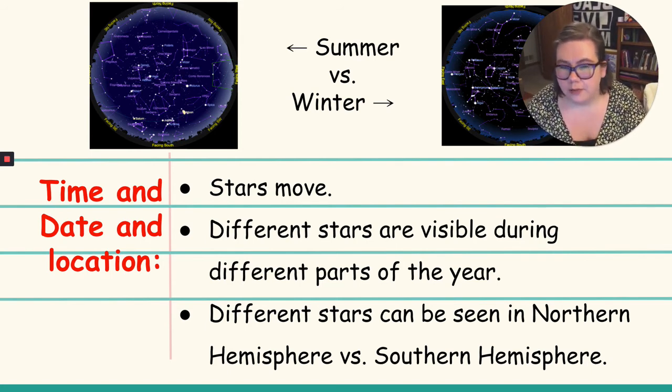This piece, I'm not making you write this down, it's not in your notes and it's not really a vocab word, but just be aware stars move. So you need to know where you are on the planet, what time it is, and what the date is, so that we can identify what that star that you're looking at might be. And different stars are visible during different parts of the year. And different stars are seen in the northern hemisphere versus the southern hemisphere. So it's important to know all of those pieces of information.